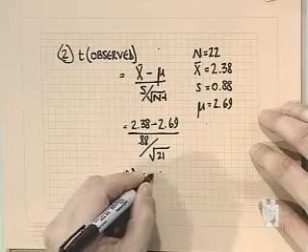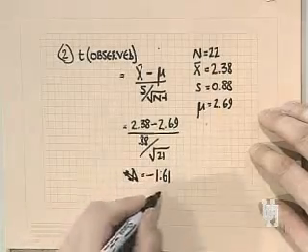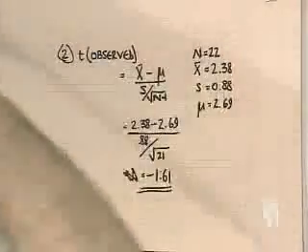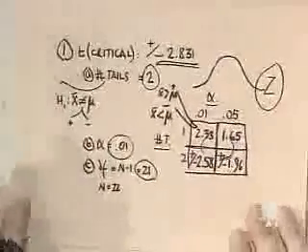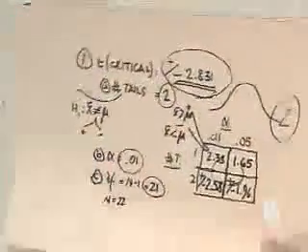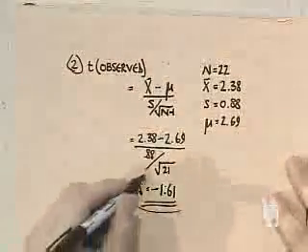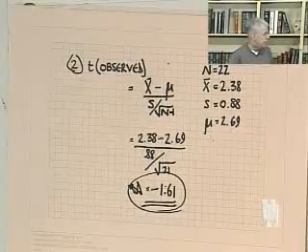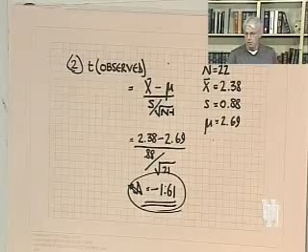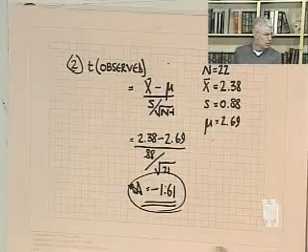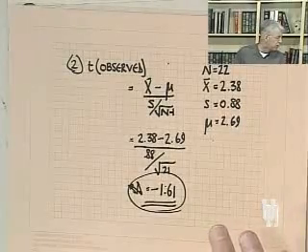Close. I wouldn't worry about it. If you recall, the critical value of t was plus and minus 2.831. The obtained value is minus 1.61. Does everybody agree that we fail to reject the null hypothesis? Are there any questions? Is there any doubt at all that we fail to reject the null hypothesis?